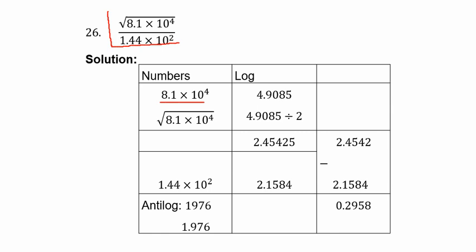Now, this number is already in standard form. The second method of obtaining the characteristic is that when the number is in standard form, the power of base 10 is the characteristic. So here we have 4 is the characteristic.